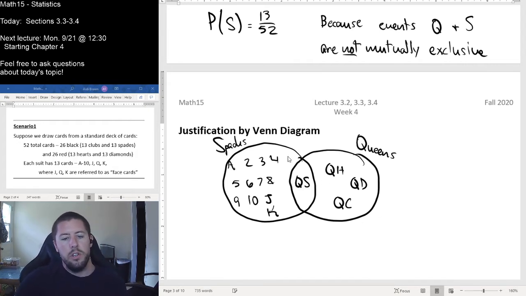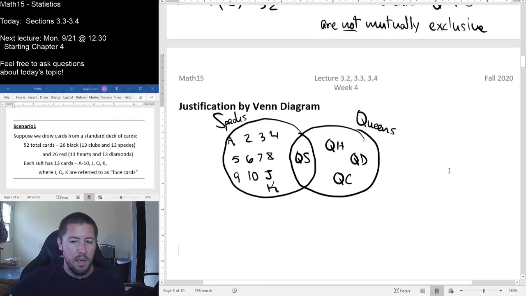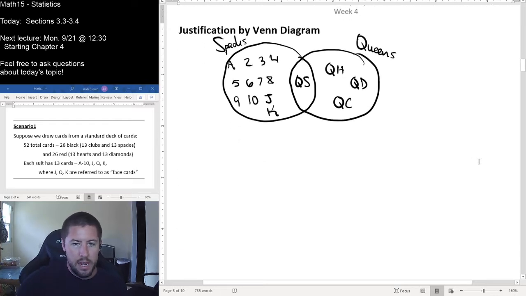This is the Venn diagram relating the spades in the deck to the queens of the deck. What you should notice is that if we add up all of the representatives of the spades, and all the representatives of the queens, then we've actually added the queen of spades 2 times in our probability counting. And we only really want to count it 1 time. It's only 1 card in the deck.